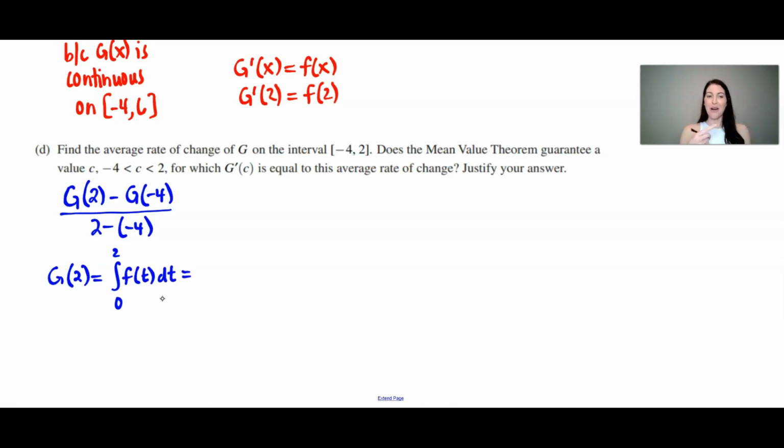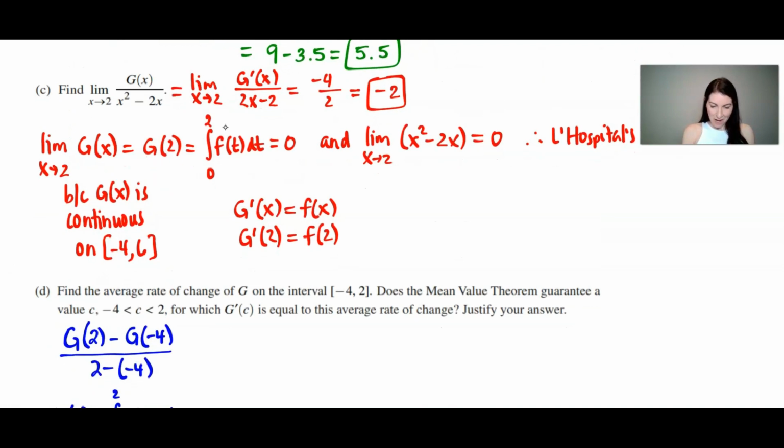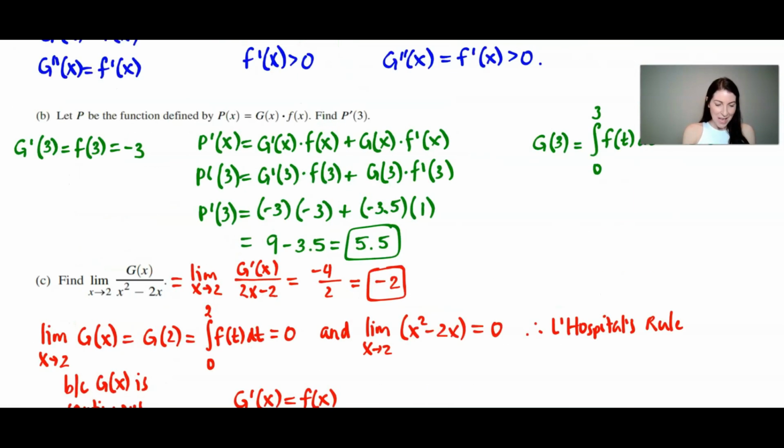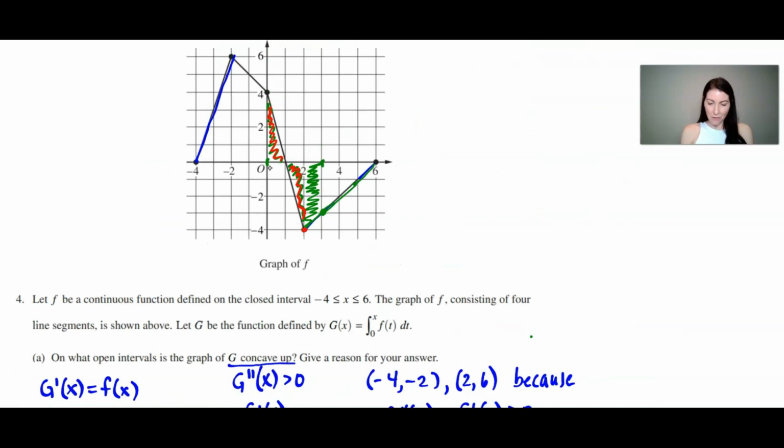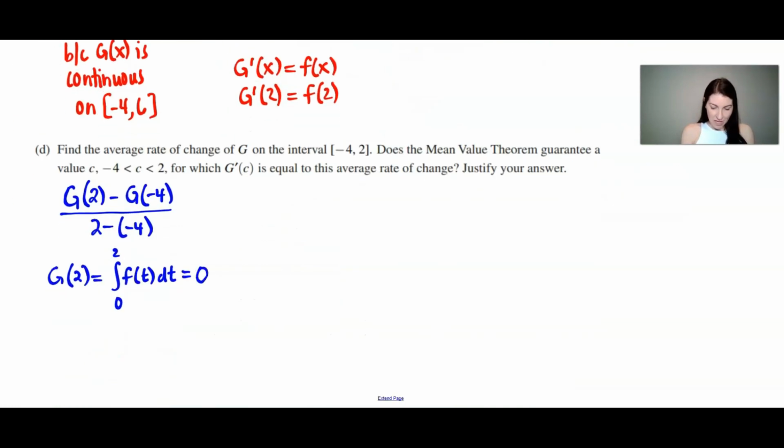And I think we actually already found this above. I think we found this right over here in part C, but you can see the area under the curve from 0 to 2 of f of t dt is 0, because that triangle above the x-axis would cancel the triangle below the x-axis. So that one we already found, and that is going to be 0.